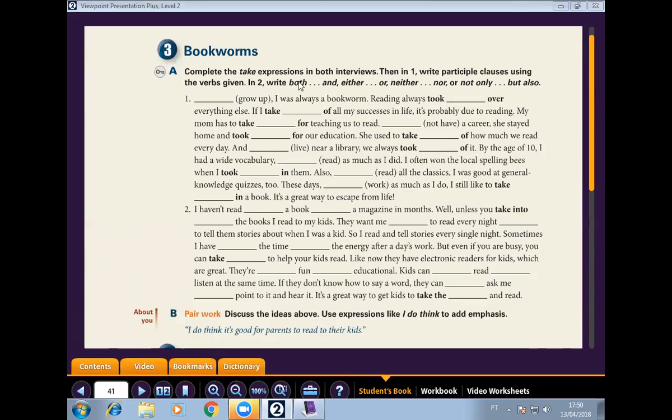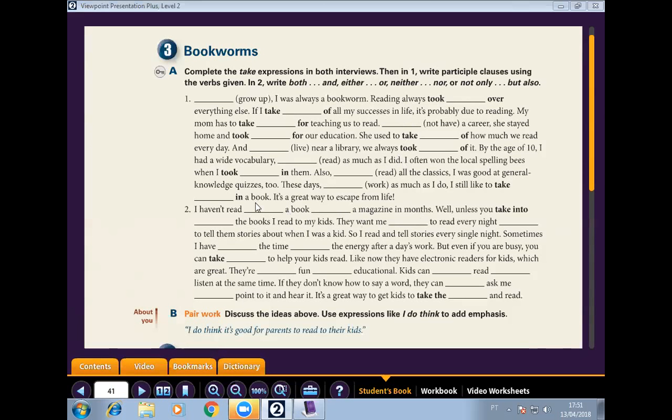Second, now is the one that you have to use: both and, either or, neither nor, not only but also. If you speak British English, you're going to say either, neither. I prefer to use either, neither. Well, I haven't read a book, a magazine in months. So the person hasn't read a book and hasn't read a magazine. So it's neither one nor the other.